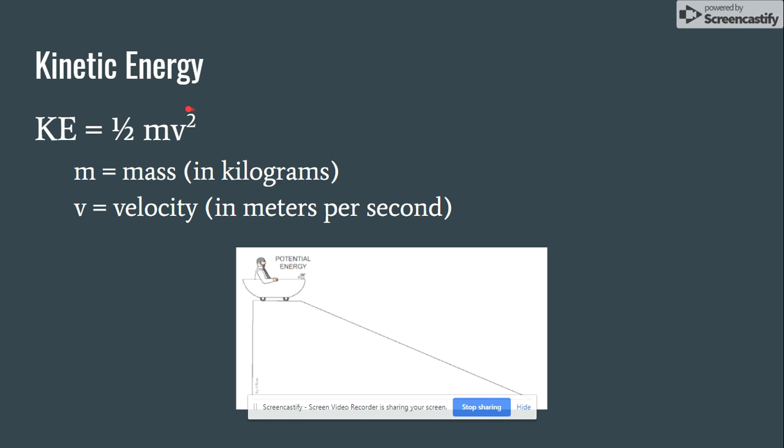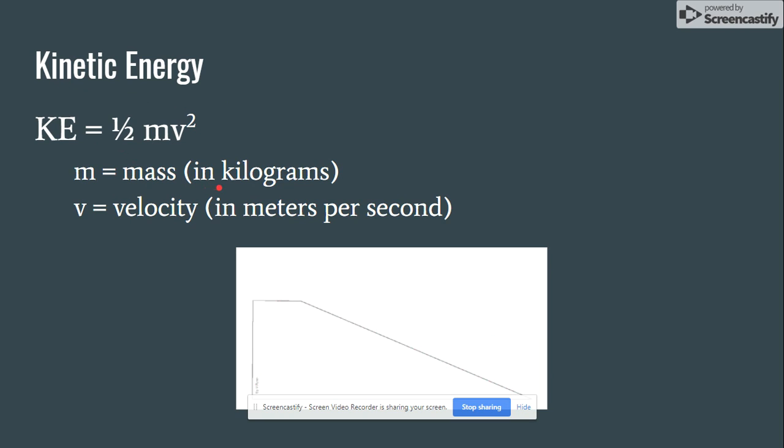The thing to watch out for is that this exponent right here often gets forgotten. So it is not the square of the mass, it is the square of the velocity. And then the other thing that students often forget is to divide by 2 at the end of this. So those are the 2 main things.